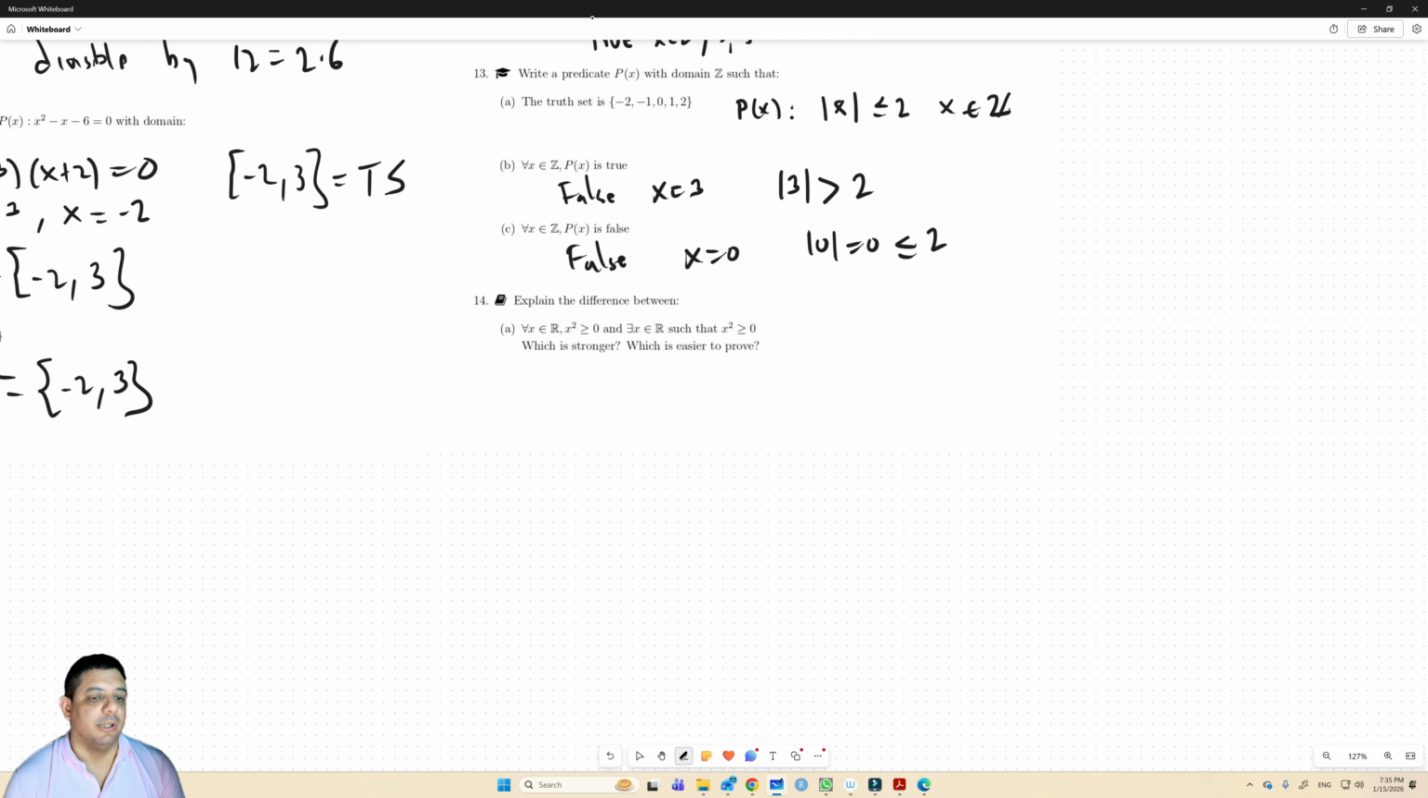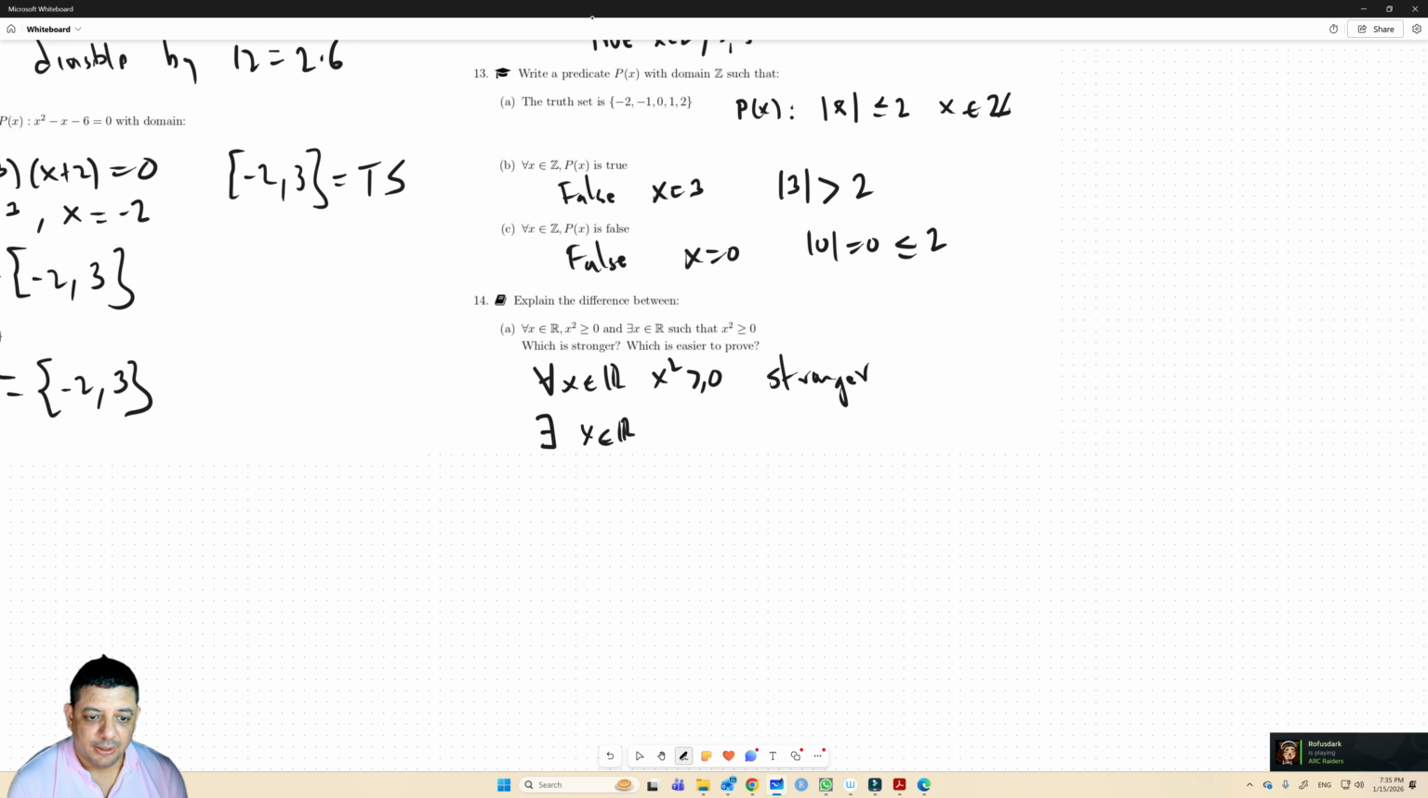Now 14. Here we have for all x that belongs to R, x squared is bigger than 0. And we have a second predicate that says there exists x that belongs to R such that x squared is bigger than 0. It asks which is stronger and which is easier to prove. Well, the for all is always going to be stronger, since this is telling me for all numbers. So it's a much stronger statement. The for all is always much stronger than the exists. The exists, however, is going to be much easier to prove.